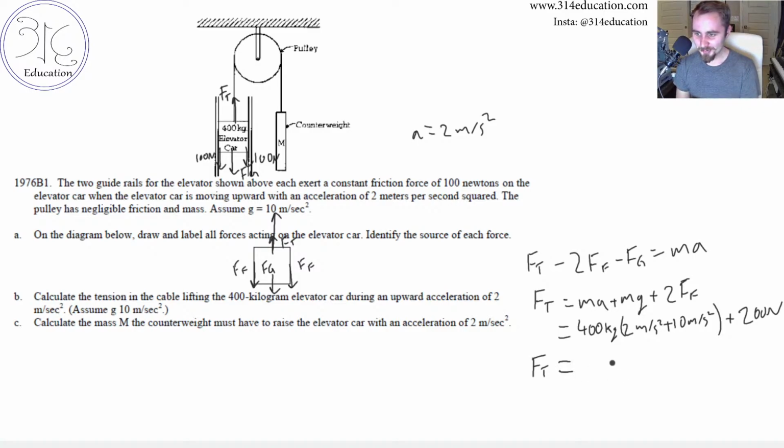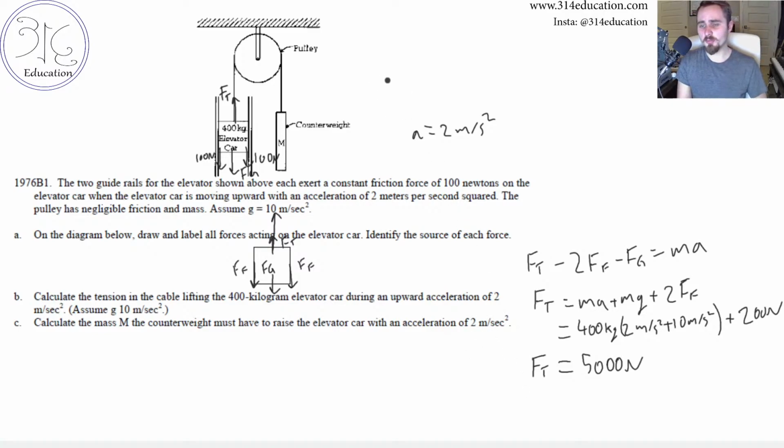Cool. And so, yeah, what do we say? 5,000 newtons? Good, good. Tension in the spring. Again, pretty straightforward stuff. FRQs for this section aren't going to be that challenging. We now want to calculate the mass that this counterweight must have to raise the elevator with an acceleration of 2 meters per second squared.